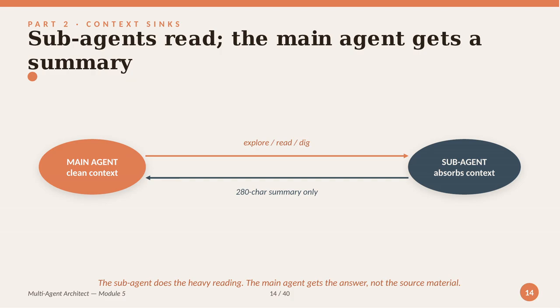The pattern that prevents bloat. Subagents as context sinks. How it works. The main agent has a task that requires reading something heavy, a long log, a large codebase, a big document.